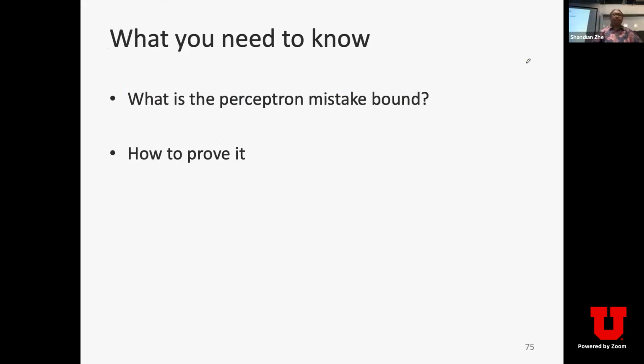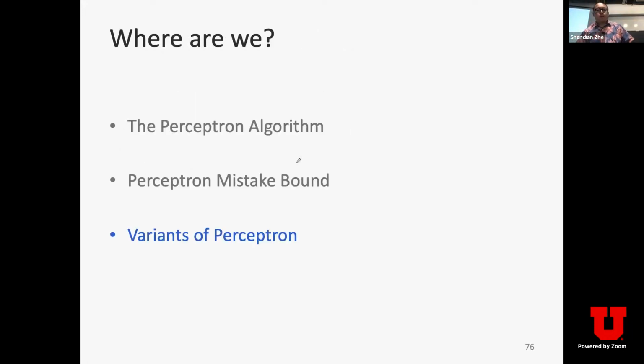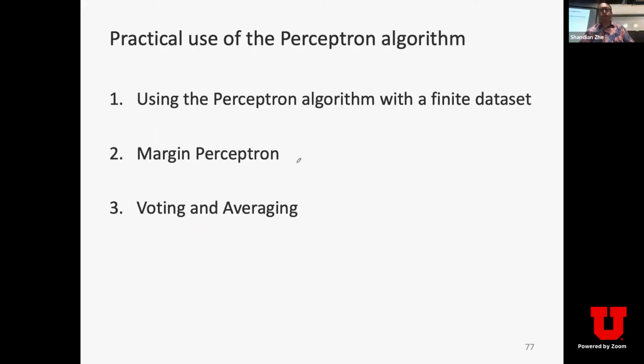Okay, so regarding the mistake bound theorem, what do you need to know? First, what is the perceptron mistake bound? Second, how to prove it. So the last portion I want to talk about on perceptron is the practical variants. The algorithm framework we introduced from the beginning is just the simplest one. In practice, if your data is linearly separable, how do you make your algorithm more robust? That is about the variants. So we'll mainly talk about two variants.